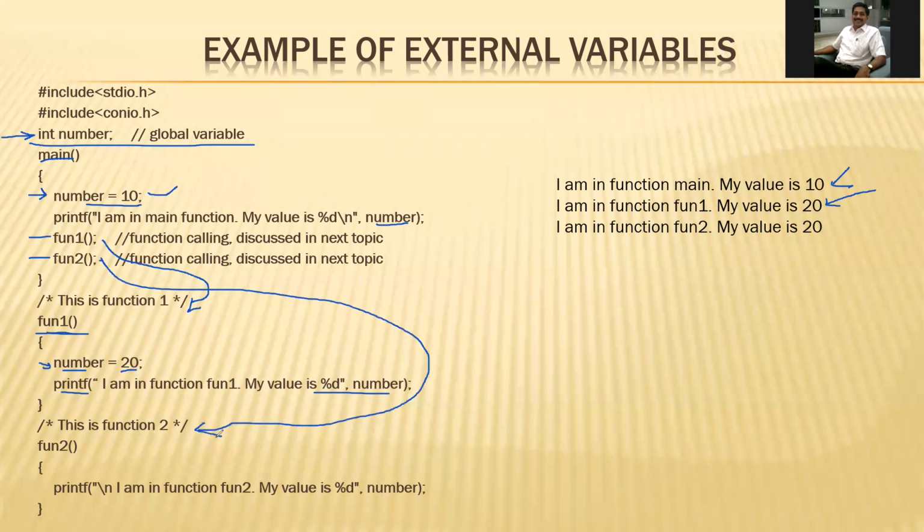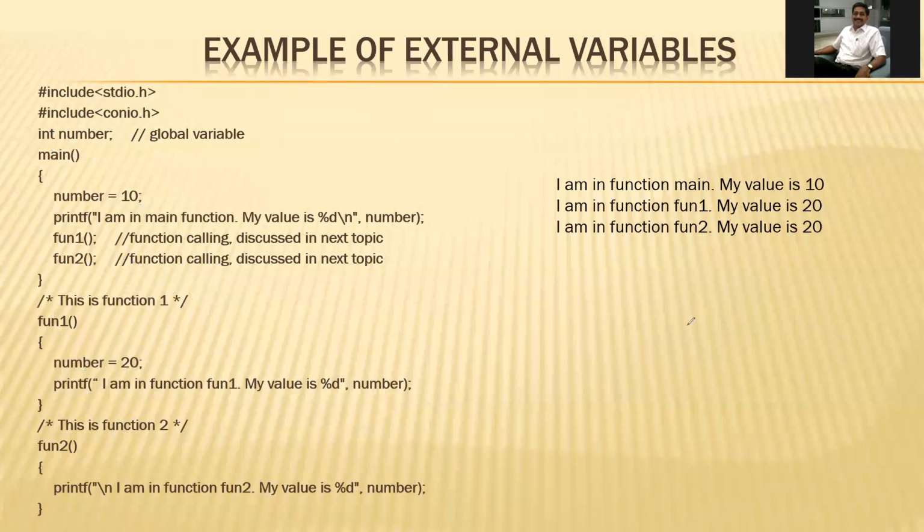See here, function 2 is written, that is the printf value. I am function 2 and my value is 20. So that will be a 20 value because function 1 has 20 and that will be given here. Here, the integer number which is declared outside of the function will be a global variable. Okay.